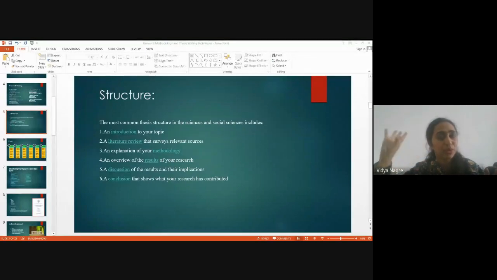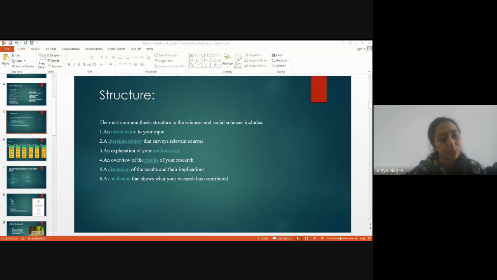Then you have to narrow it down and focus on a certain aspect of that area. In a thesis, you cannot touch all the aspects. You have to narrow it down to one particular aspect. And then that aspect will be the primary source of your study. That has to reflect in your title too.